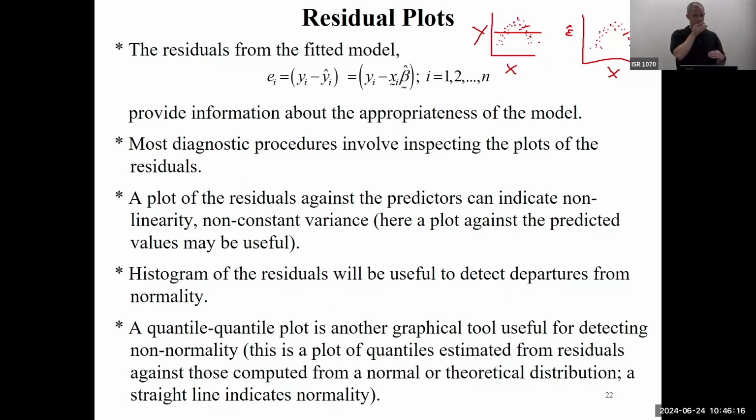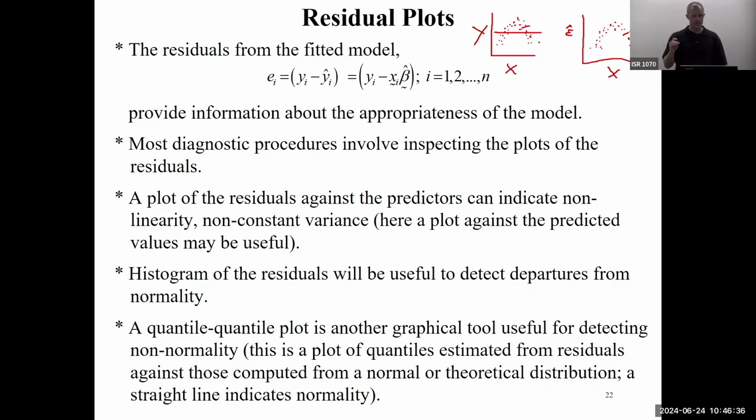That can say that the residual variance is a function of the values on that predictor. And there are ways for dealing with that problem as well. You can plot a histogram of the residuals. Just look at the raw distribution of the residuals, see if it's consistent with the normal distribution. The quantile plot, also very useful.